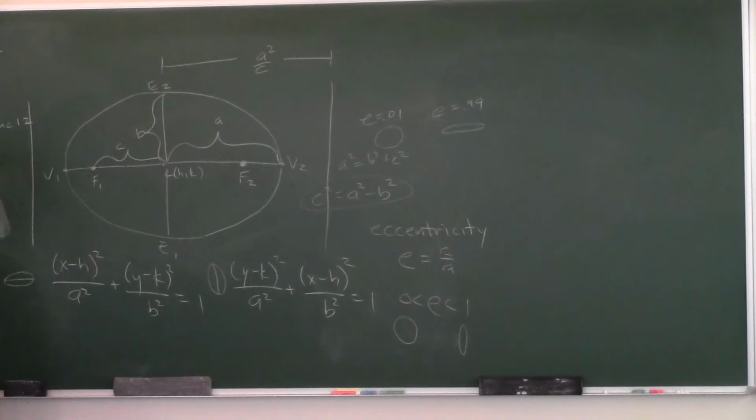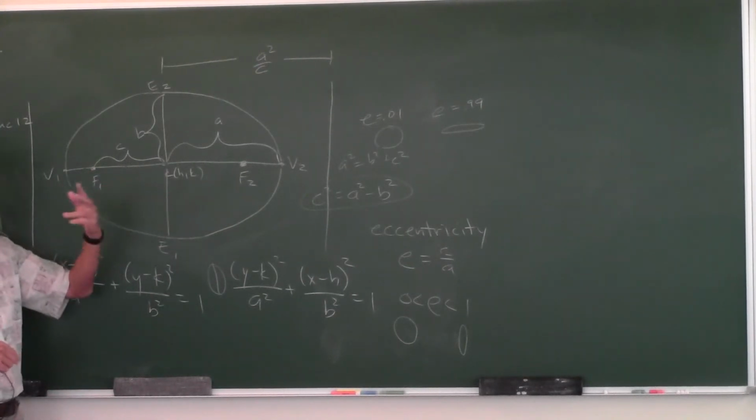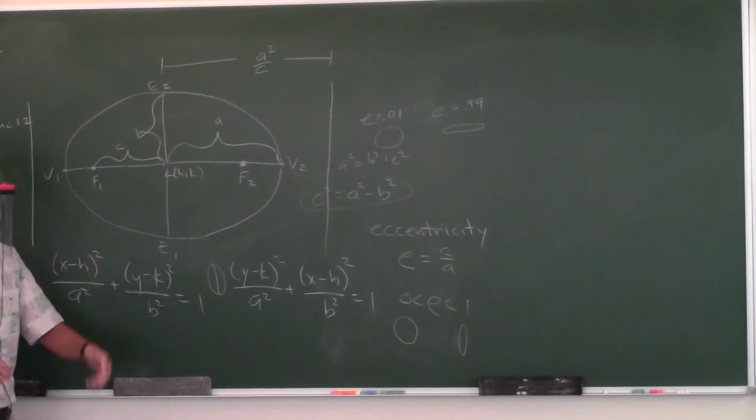Oh, I forgot about the latus rectum. Now a parabola has a focus and a latus rectum, right? So an ellipse, since it has two foci, it's going to have two latera recta.